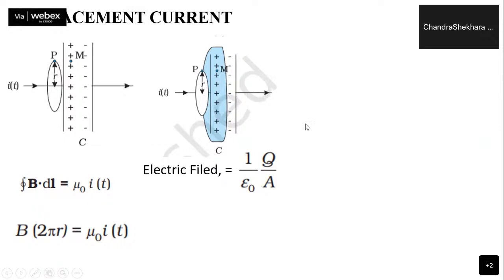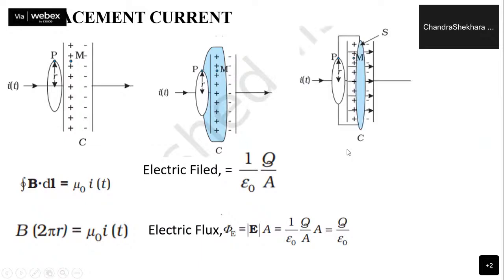Okay. Therefore, if I look at the capacitor plates, the field is not there outside, but it is present inside. So I have to look at the electric flux. What is the electric flux? It is the electric field times the area of the plates. If I substitute here, it becomes 1 by epsilon naught Q by A into A, that is Q by epsilon naught. Therefore, now I can see the electric flux is present, and if I think of time varying current, then I must think of the rate of change of flux.